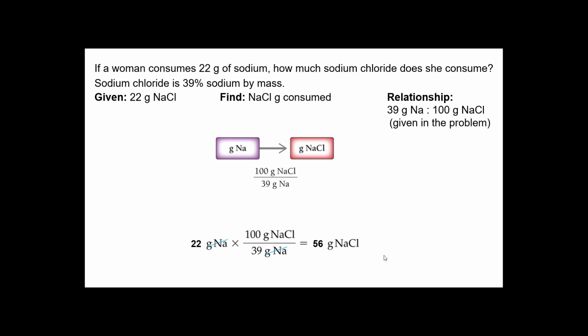That's allowed. Okay, so if a woman consumes 22 grams of sodium, how much sodium chloride does she consume? Again, we're given 39% sodium by mass, and we're going to set it up. So we have 22 grams. We're going to use the percent given to us, and that means that she consumed 22 grams of sodium, but what she really consumed was 56 grams of sodium chloride. That's it.